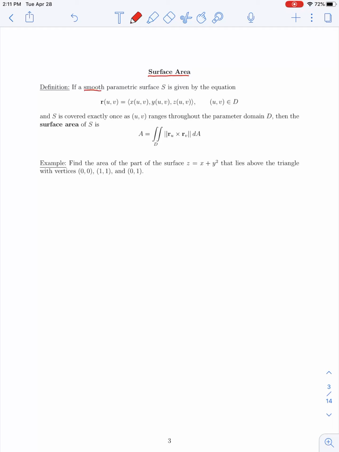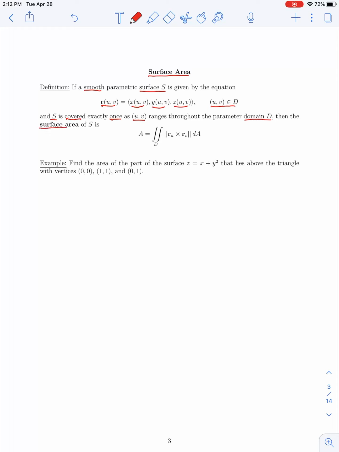If we have a smooth parametric surface S, so that is it does not have a zero normal vector at a point, which is defined by the vector equation r of u and v, whose component functions are x, y, and z of u and v, where u and v lie within some domain D, and this surface S is covered exactly once as uv ranges throughout the domain D. So that is, we're not overlapping this surface as we range through parameter values.